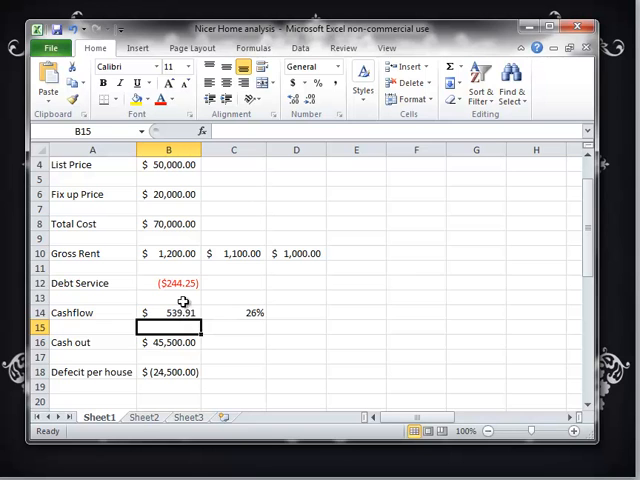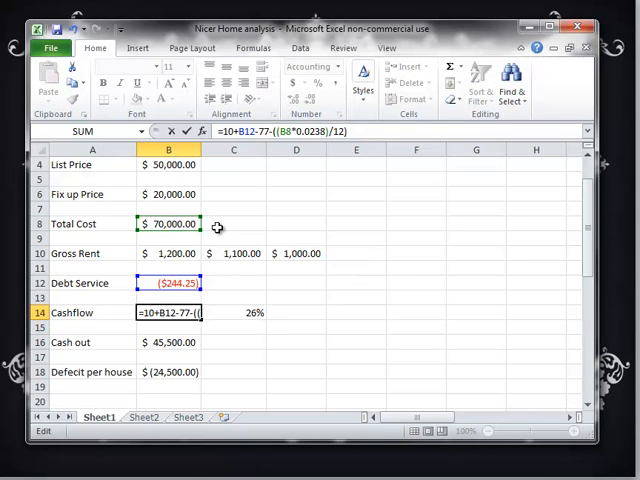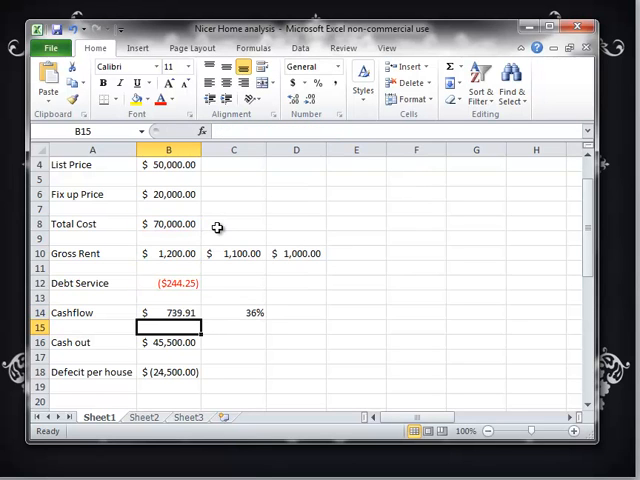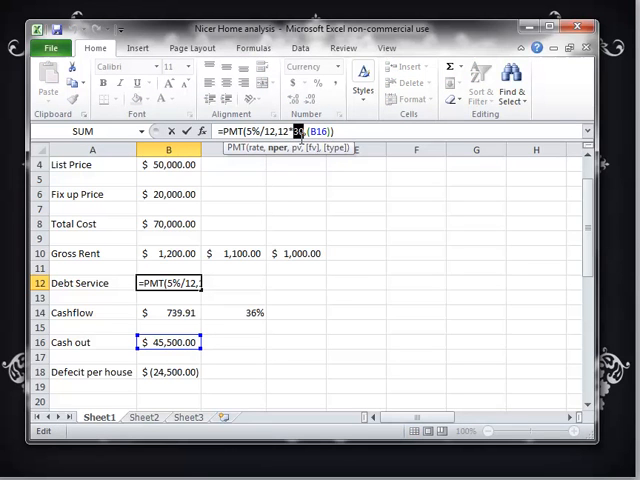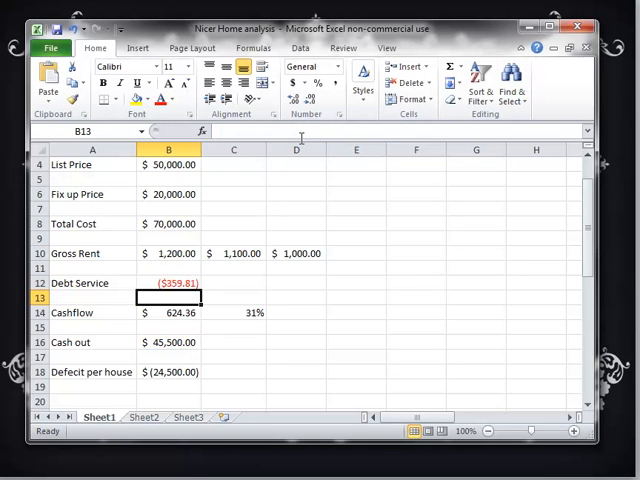Go back and change this back to B10. Another thing I want to mention is if you look at the term, we've got a 30-year mortgage. We'll cut this down to 15. Now our return dropped from 36% to 31% when we decreased the term on our mortgage.